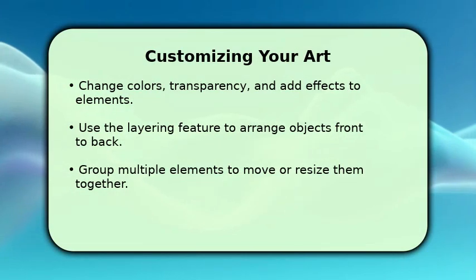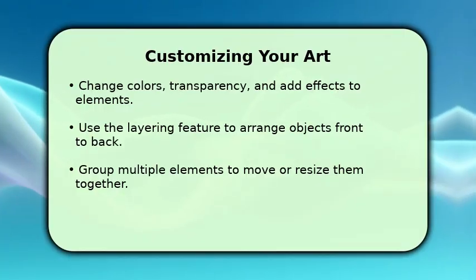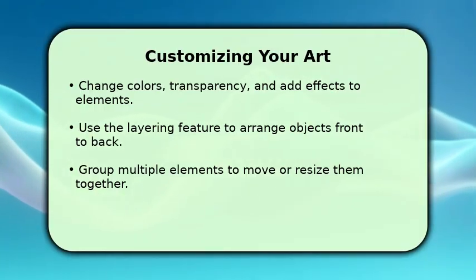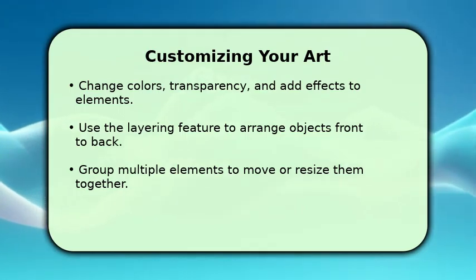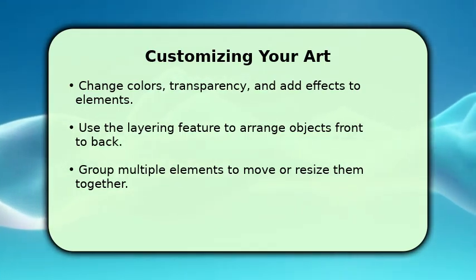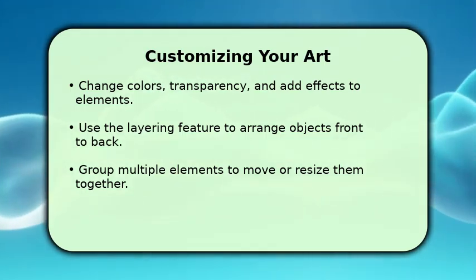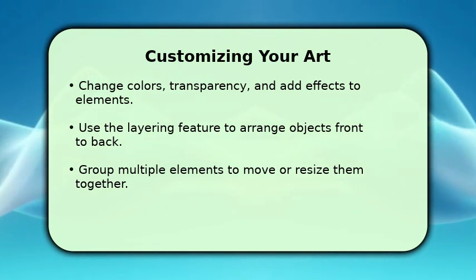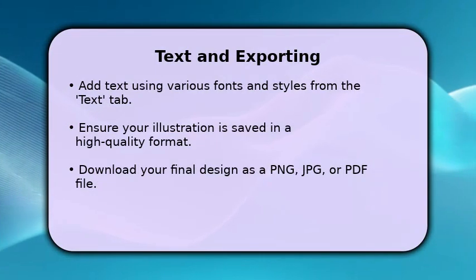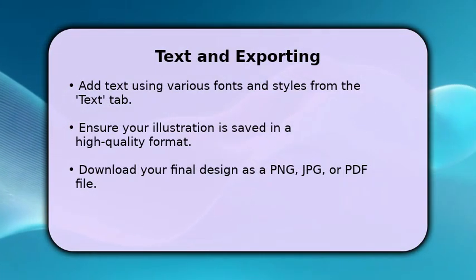Now, let's customize your illustration. Select an element to reveal editing options in the toolbar above. You can change colors, adjust transparency, and even add filters. The layering tool, found by clicking position, allows you to bring elements forward or send them backward, creating depth and dimension in your artwork. Finally, consider adding text to complement your illustration.